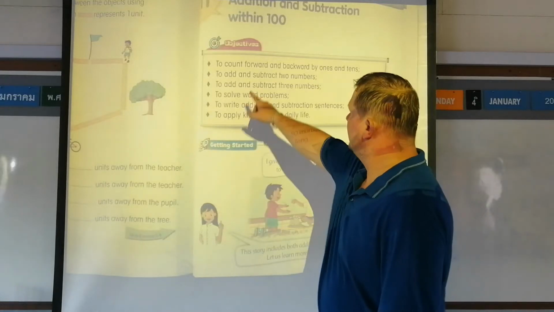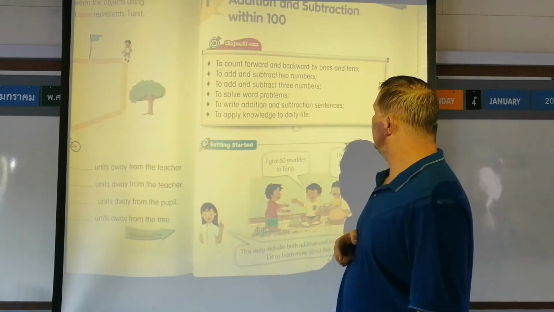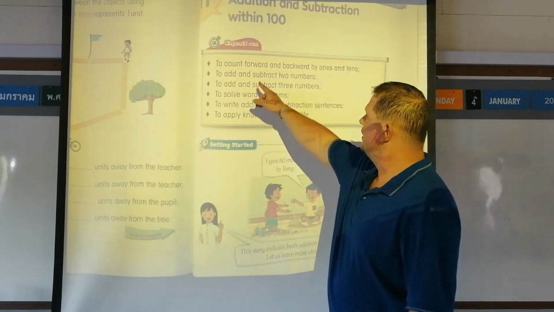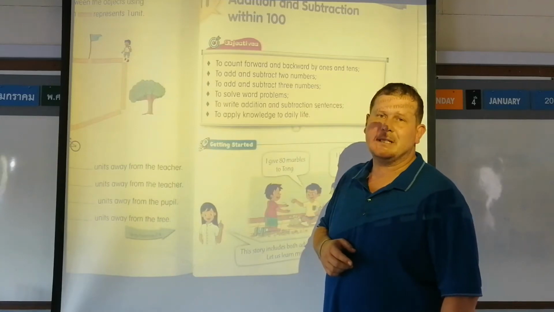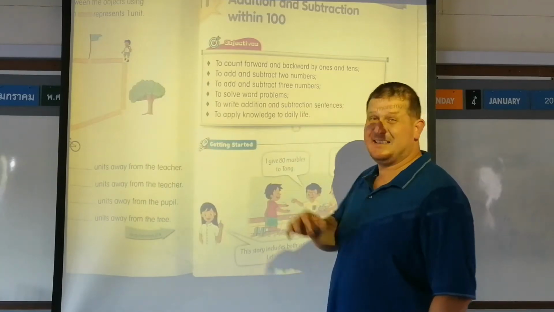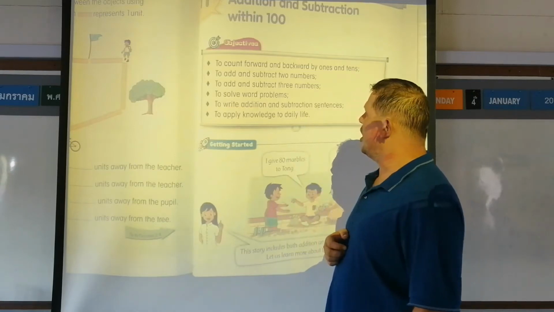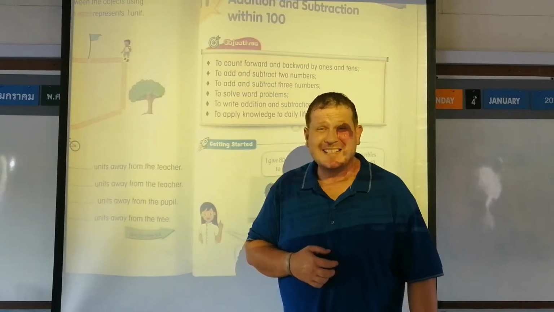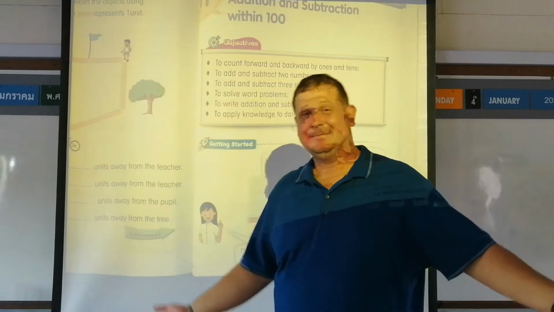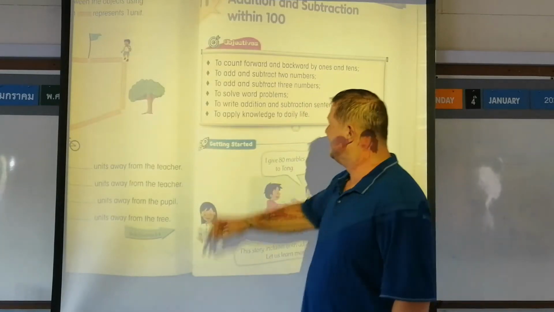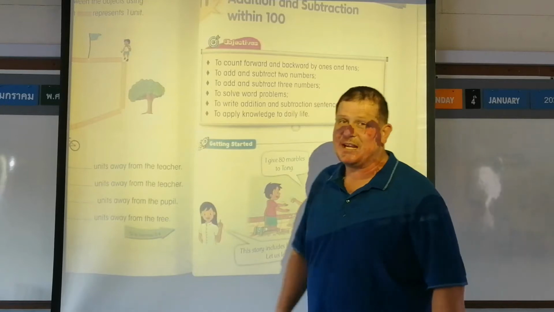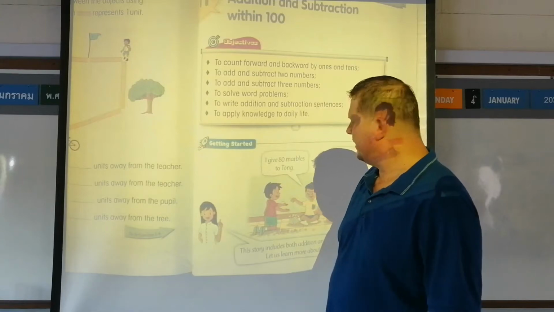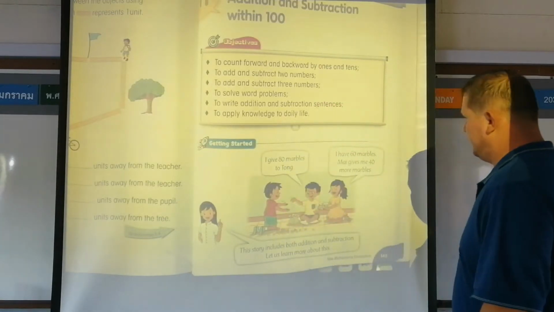Right, what are the objectives? To count forward and backward by ones and by tens. To add and subtract two numbers. To add and subtract three numbers. To solve word problems. I know you guys don't like word problems, but we're going to do it. To write addition and subtraction sentences, which you guys can do already, and to apply this knowledge into our daily lives. Right.